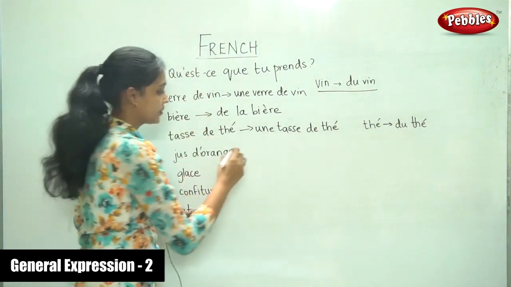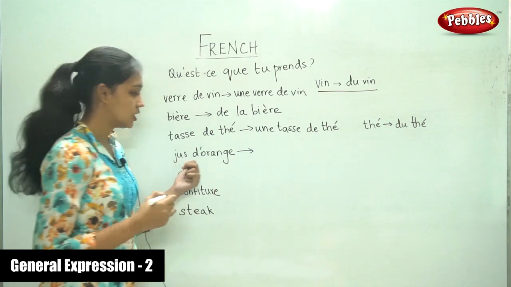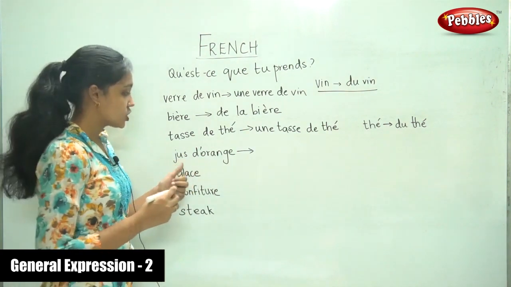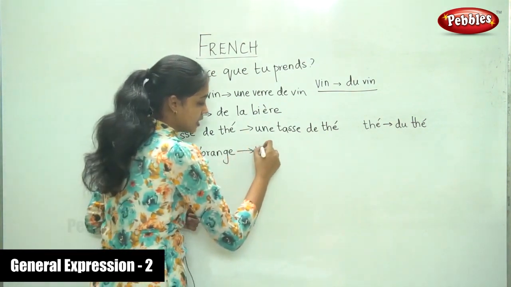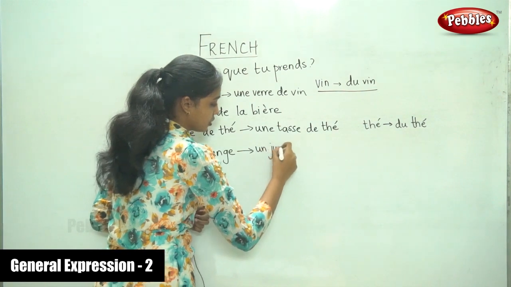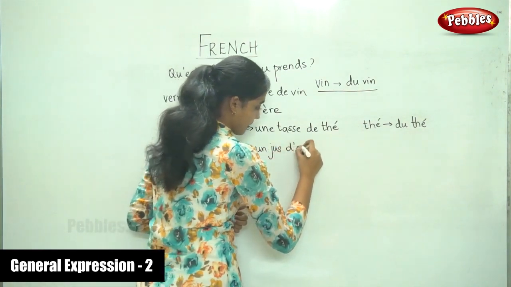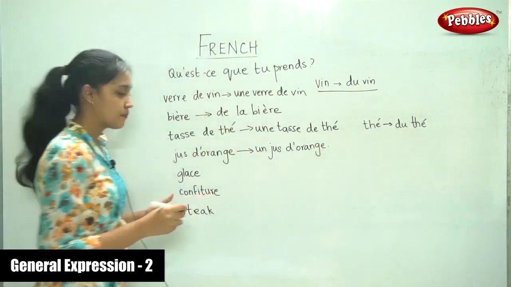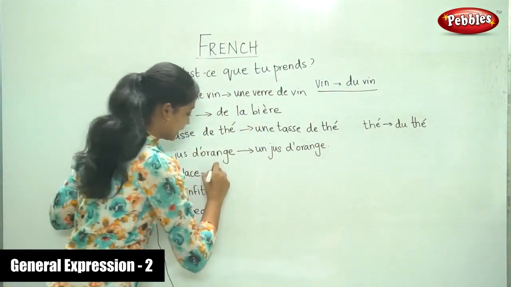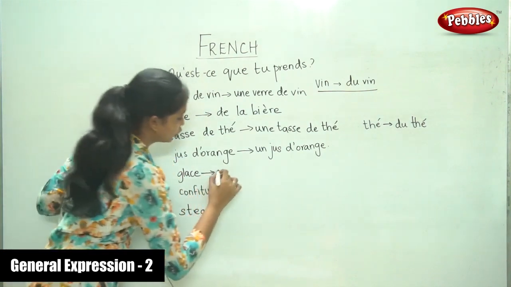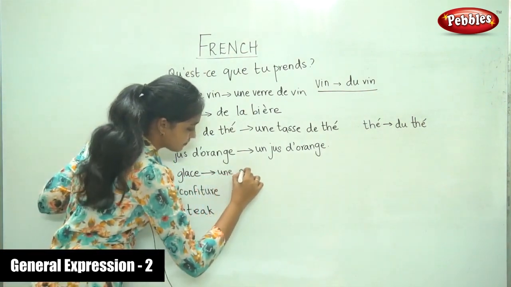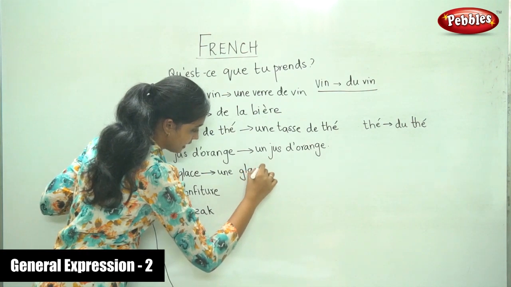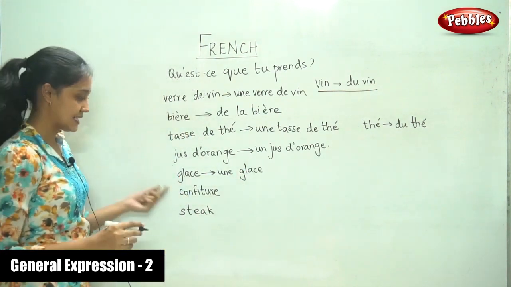Now the next one, jus d'orange, orange juice. So in this case, un jus d'orange. The next one, une glace. And ice cream, une glace.